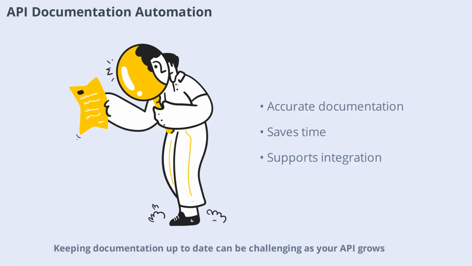Keeping documentation up to date can be challenging as your API grows. Automated documentation tools generate docs from your code, ensuring accuracy and saving time. This makes it easier for developers to understand and use your API, supporting faster scaling and integration.